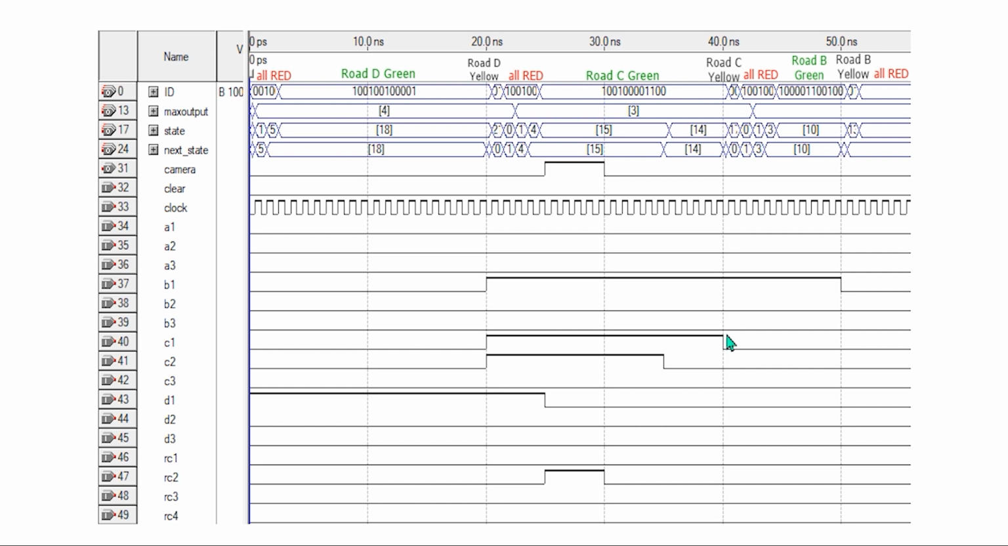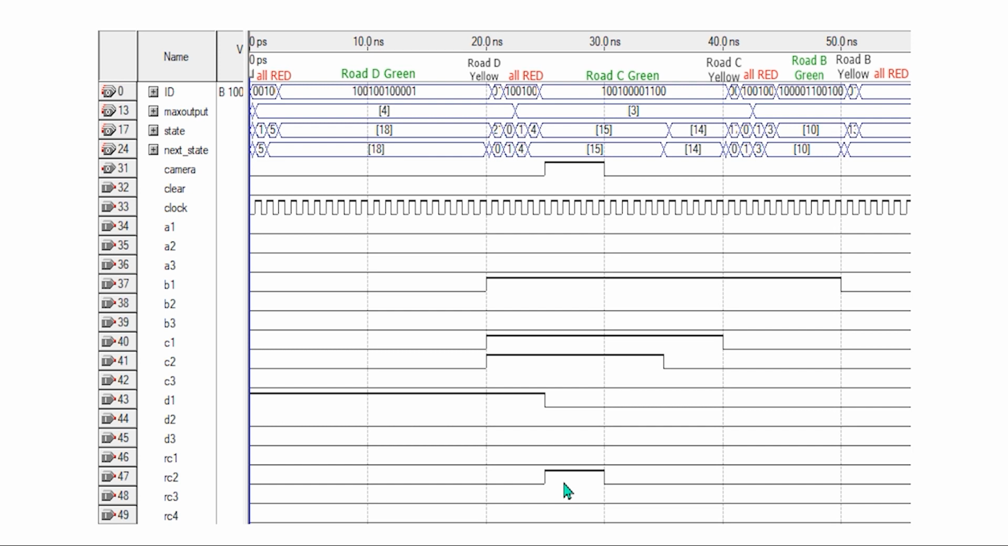And at this point we have still B1 is high. So road B gets green signal, then yellow, then red. At this point it gets yellow because B1 is no more activated right now. And you can see that at this point, when road C was getting green signal, then RC2 was activated.